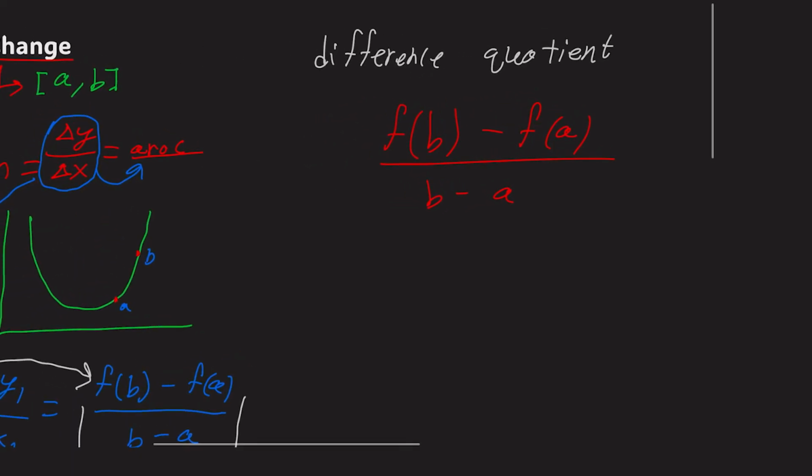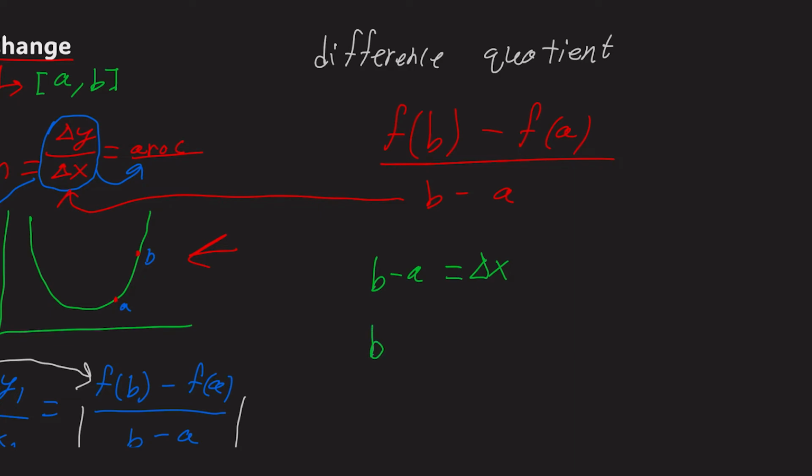So let's consider this in reference to our parabola right here. You'll notice that b minus a was our change in x from the previous formula. So let's represent it as such. Let's say b minus a equals delta x. Now, another thing I want to do is get b by itself. b equals delta x plus a, or a plus delta x.